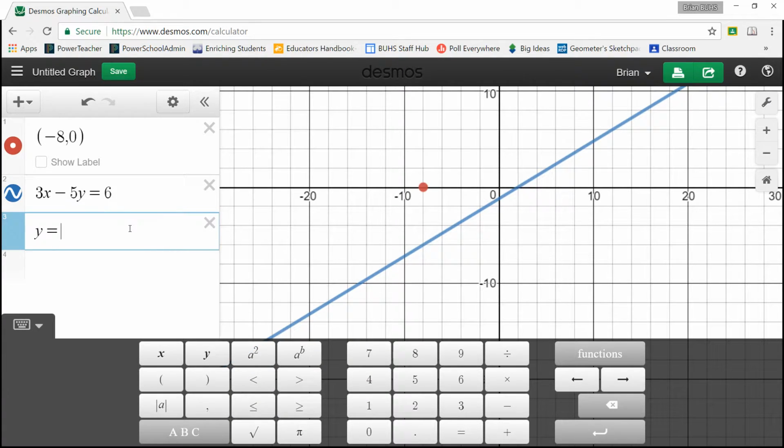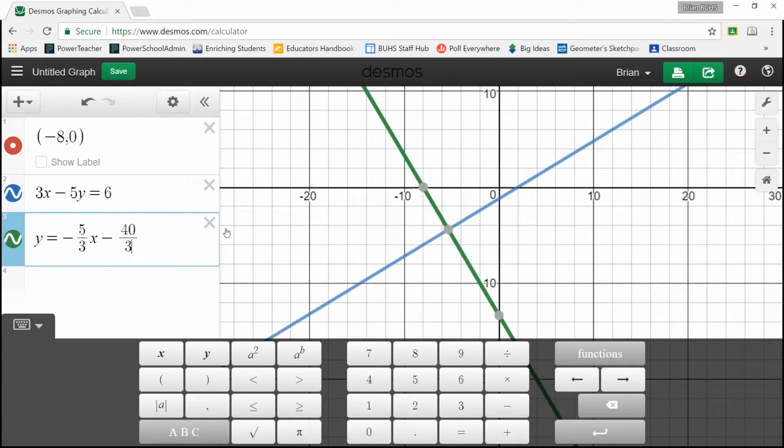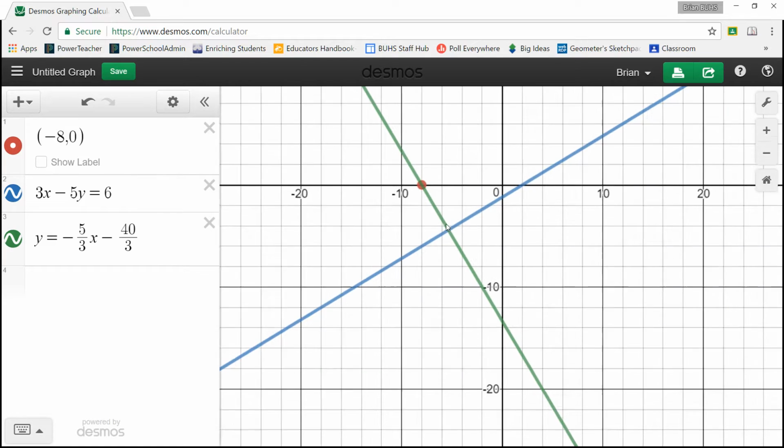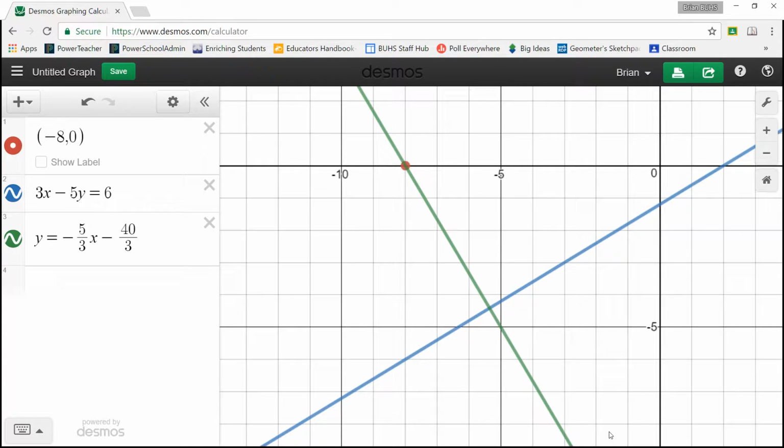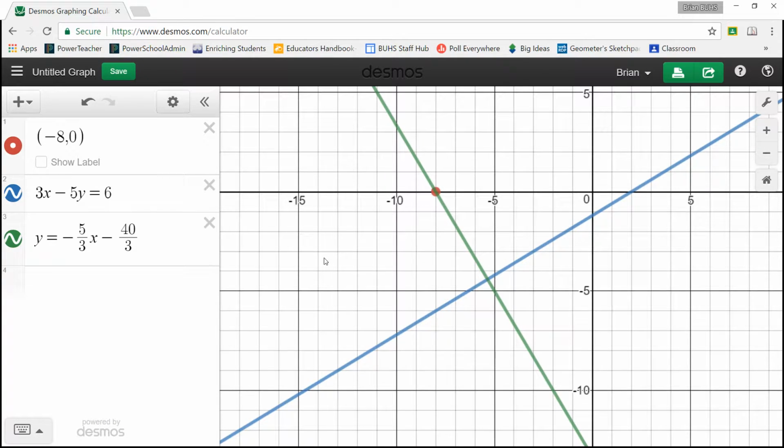So our equation was y equals negative 5/3 x, that's perpendicular, and then minus, according to Emmett, 40 thirds. And bam, direct hit. Notice our line passes through that point. So there you go.